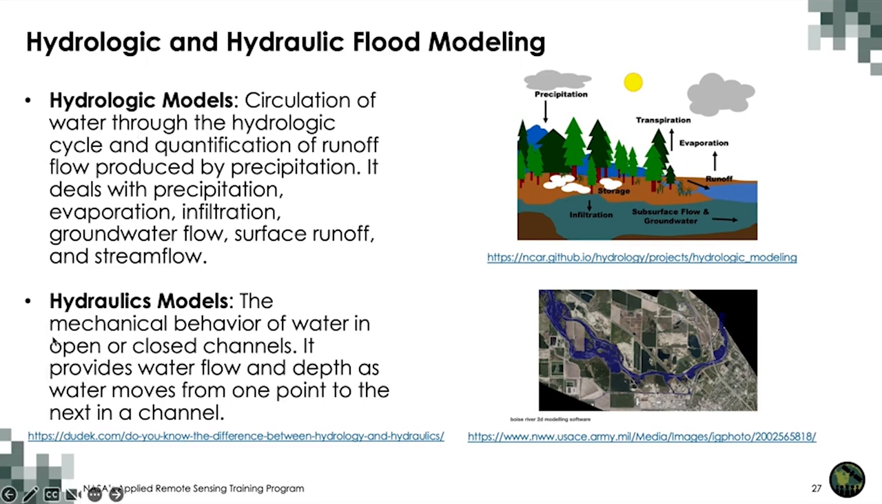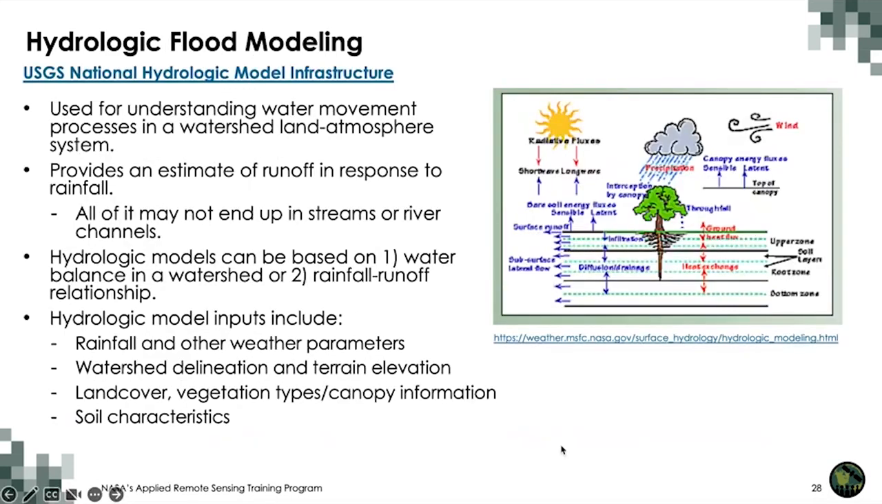In a hydraulic model, the approach is that the mechanical behavior of water in open or closed channels is represented. It provides water flow and depth as water moves from one point to the next in a channel, and that, in addition to information about the channel itself, can tell us if there is any overflowing water outside the channel, and that would be the flood part. In general, hydrologic flood models are used for understanding water movement processes in a watershed land atmosphere system as shown in here.